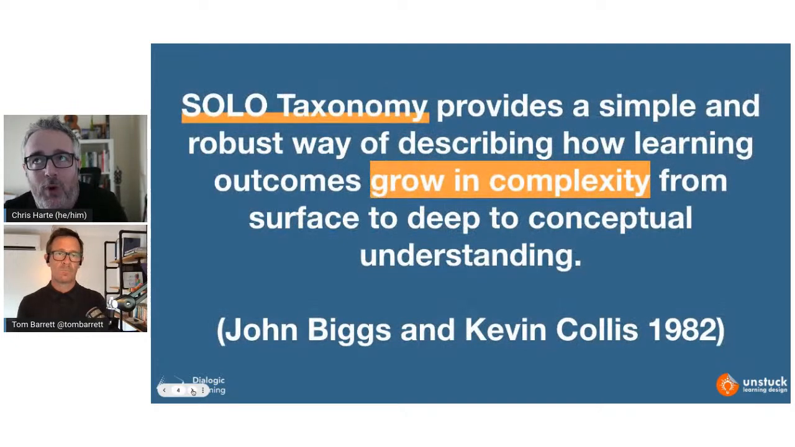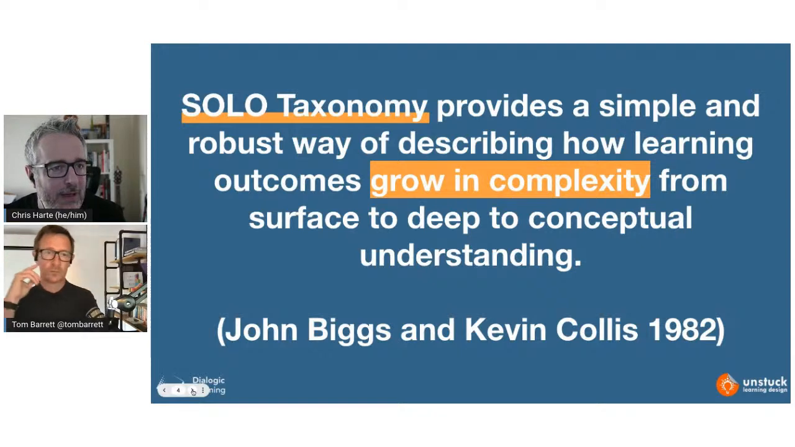But what is it? It's a taxonomy that has been around since the 80s, and it provides, to quote directly, a simple and robust way of describing how learning outcomes grow in complexity, from surface to deep to conceptual understanding. It's certainly not a panacea, but in terms of educational mental models, which I know you're going to talk about, Tom, it really is a super useful lens for us to turn onto learning outcomes and to better understand how well kids are achieving them, based on the complexity of the learning they're demonstrating.